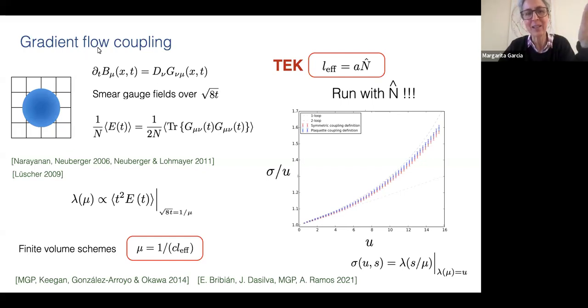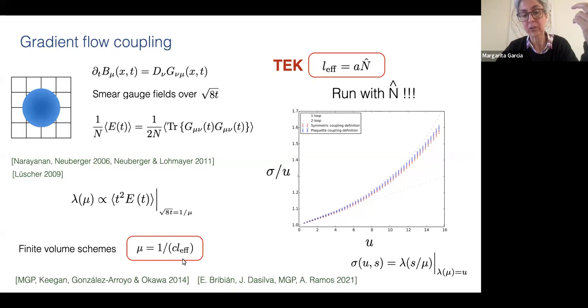So the effect that this gradient flow has is to smear the gauge field on a ball of radius square root of 8t. And people have defined running couplings using, for instance, the energy density for these flow fields, defined at a momentum scale that is characterized by the flow time in this way. And there are also finite volume schemes where this momentum scale is tied to the volume of the box.